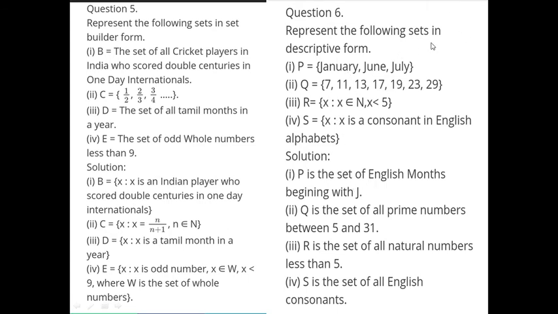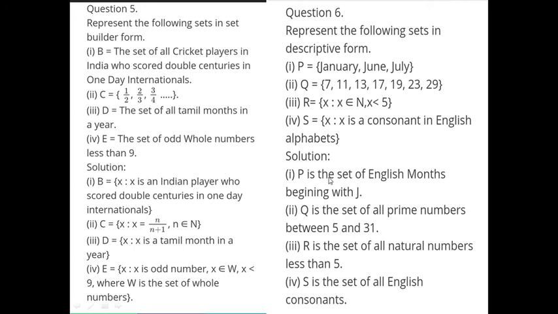Represent the following set in the descriptive form. The first one, so descriptive form is nothing but representing the set in words. P equal to set of January, June and July. So look at these months. All these months start with the letter J. Is it not? So how to write this? P is the set of all English months beginning with the letter J. Okay, this is how we write in the descriptive form.